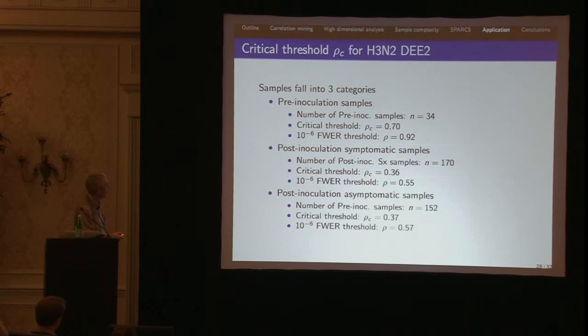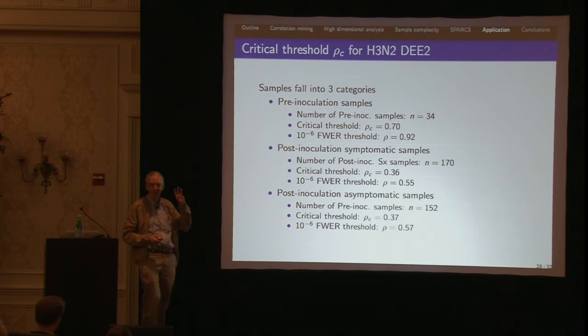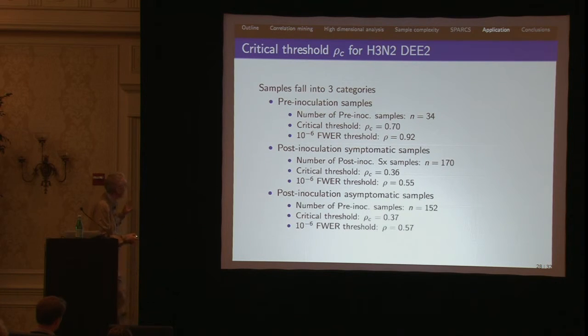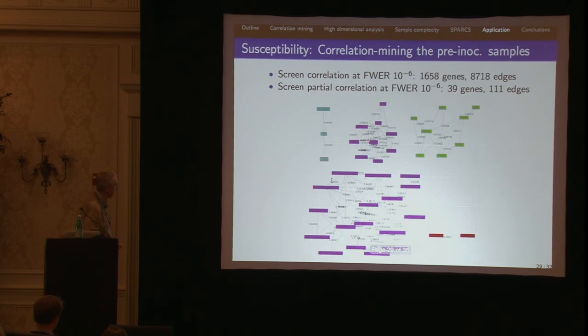Pre-inoculation samples, there are 34 samples total. We can calculate, using the theory I gave you, that the critical threshold is 0.7. So that's the minimum correlation we should be confident about. And if we're worried about a false positive rate of 10 to the minus 6, then the correlation false positive threshold is 0.92. So any correlation that we putatively find that's less than 0.92, we can take with a grain of salt. And then you can go through these other cases and find their appropriate thresholds.